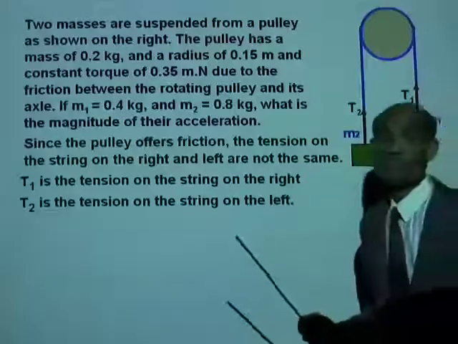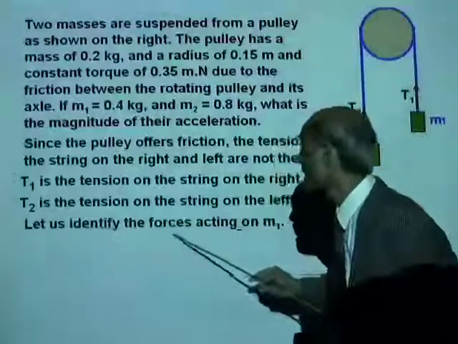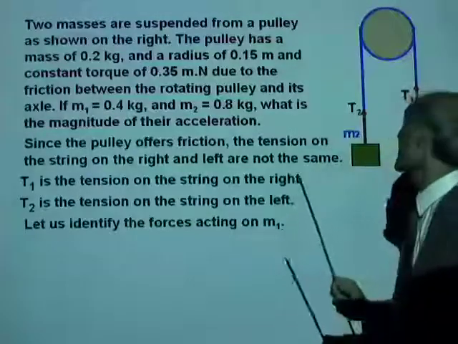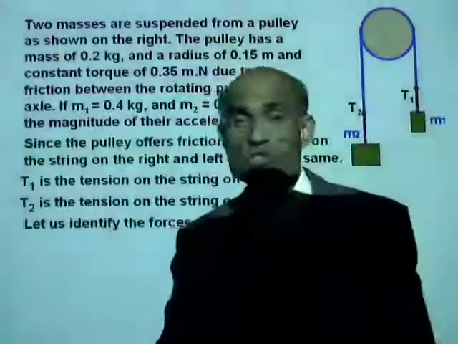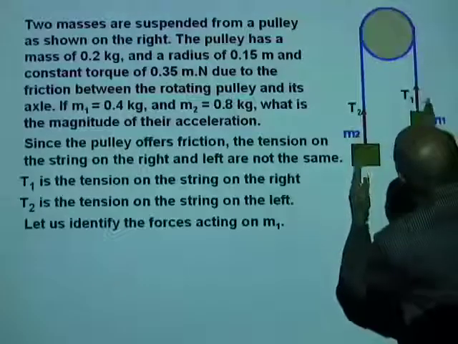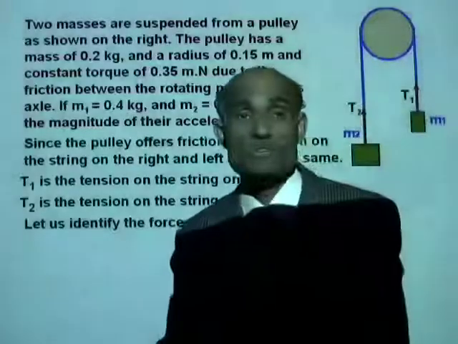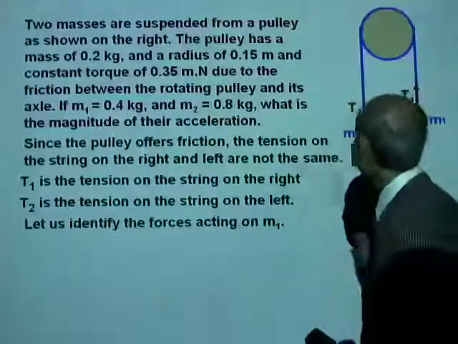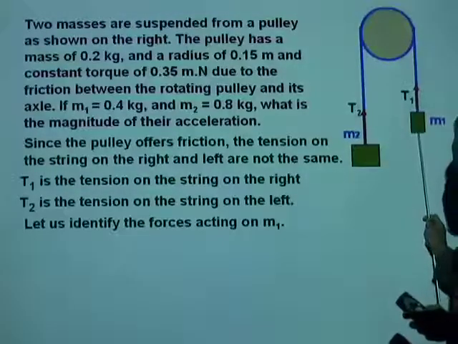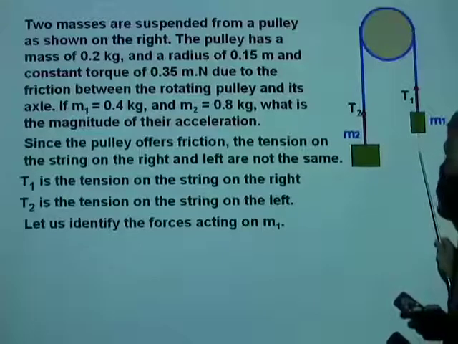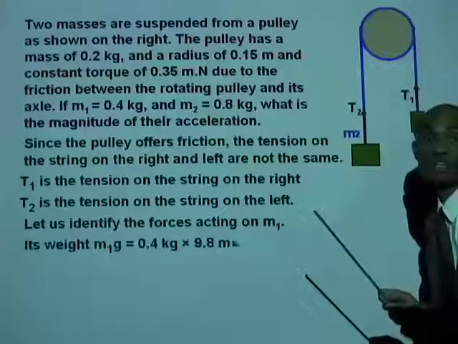Okay. Now, in which direction do you think the system will be moving? Let's identify the forces acting on m1. Since m2 is a bigger mass, we would assume that the system is going to move like this: m1 is going to move up and m2 is going to move down. Tell me, what are the forces acting on m1? Of course, the weight of m1 will be acting vertically down, and the tension T1 is acting vertically up.